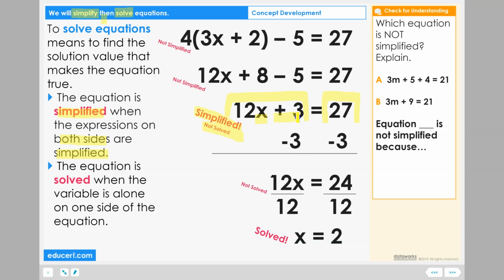We will first subtract 3, and then after that we divide by 12 to get this variable, x, all alone, and that told us that x equaled 2 because we used the inverse operations on both sides to get to that final value. But this is the concept. The idea is that we want to first take an equation and simplify it. Once it's fully simplified, we can then finish it off by solving the equation.